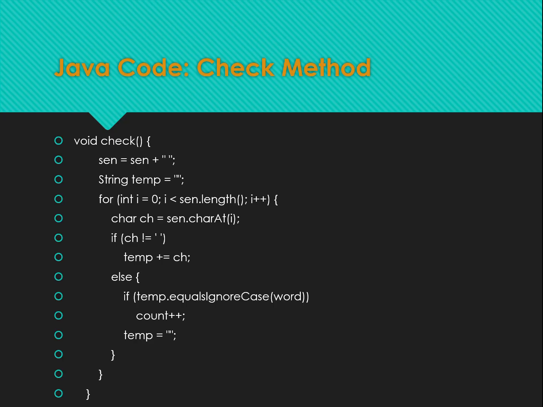If the character is not a space, it is added to temp. When we hit a space, it means one word has ended. We compare this word stored in temp with the word the user entered. If they match, using equalsIgnoreCase to ignore case differences, we increase the count by 1. Then, we reset temp to an empty string so that the next word can be built. This continues until the end of the sentence.